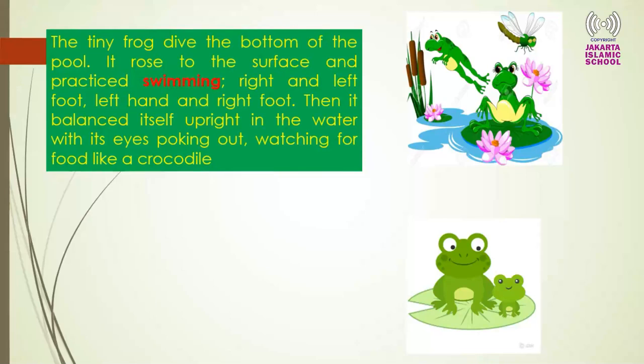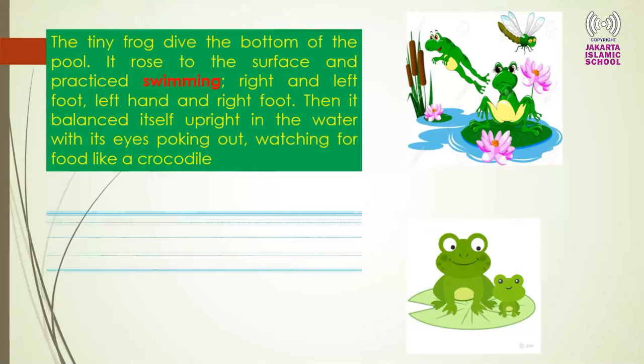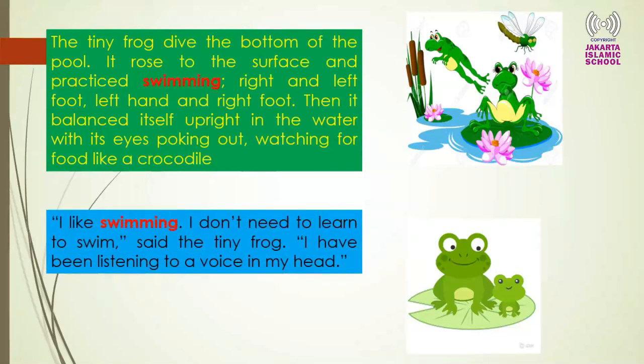Okay, the third example. The tiny frog dived to the bottom of the pool. It rose to the surface and practiced swimming. Right and left foot, left and right foot. Then it balanced itself upright in the water with its eyes poking out, watching for food like a crocodile. The other, I like swimming. I don't need to learn to swim, said the tiny frog. I have been listening to a voice in my head. Look at the word swimming in these examples. The function of swimming in here is as a noun.